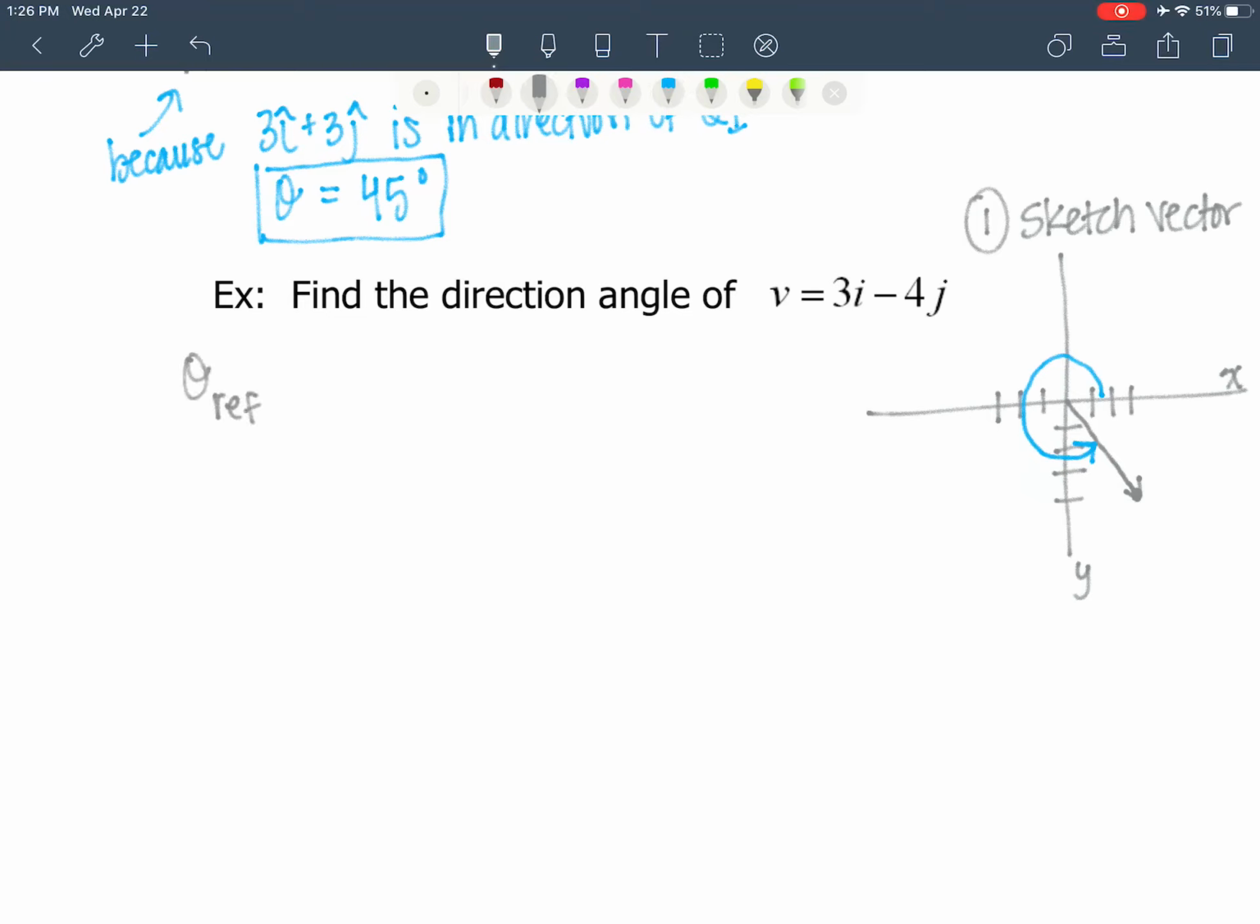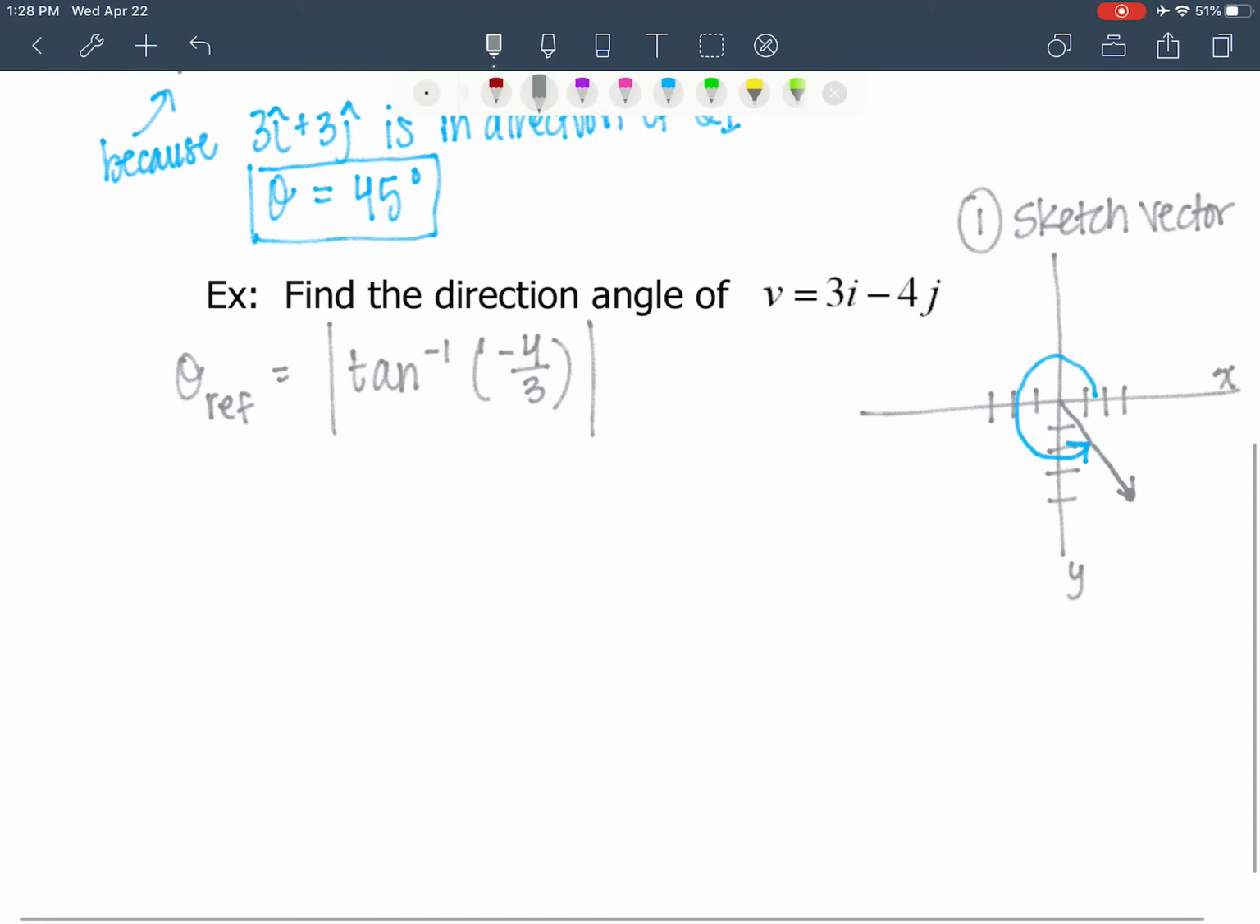My reference angle is going to equal the inverse tangent of -4 over 3. I already know that the inverse tangent is going to give me a negative value. So remember that your arctangent or inverse tangent goes from negative 90 degrees to positive 90 degrees. It's quadrants 1 and 4 the short way. So I'm going to get either a positive angle between 0 and 90 or a negative angle between 0 and -90. This is going to give me a negative angle.